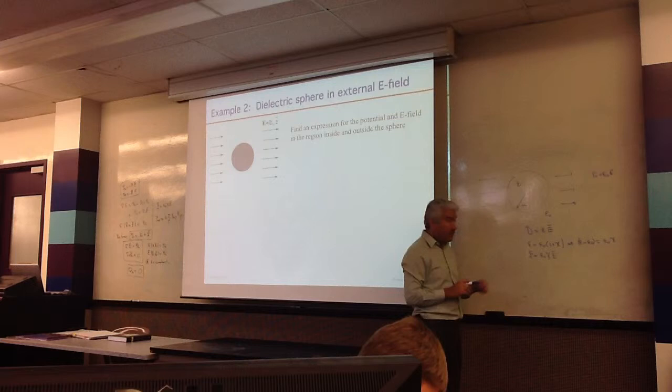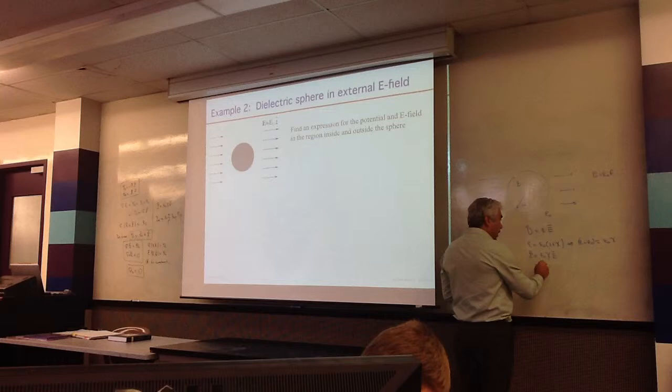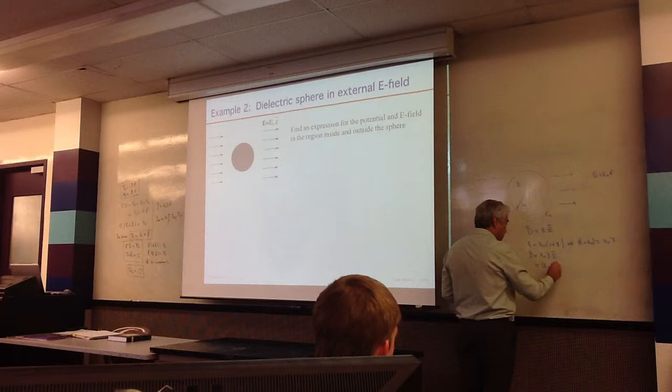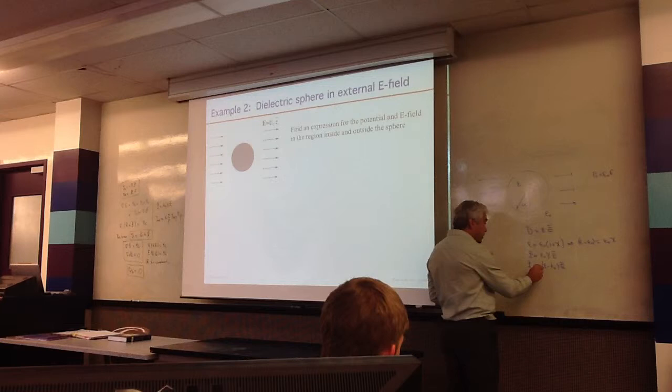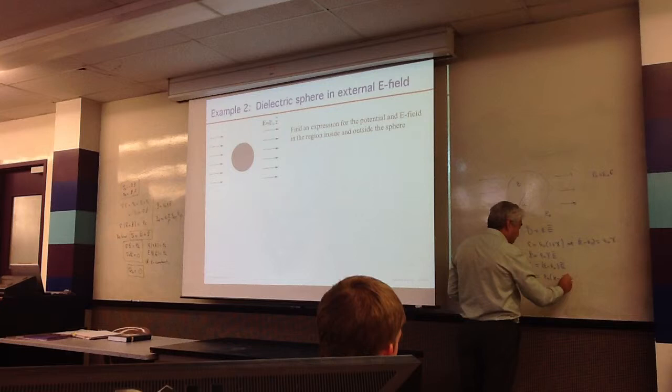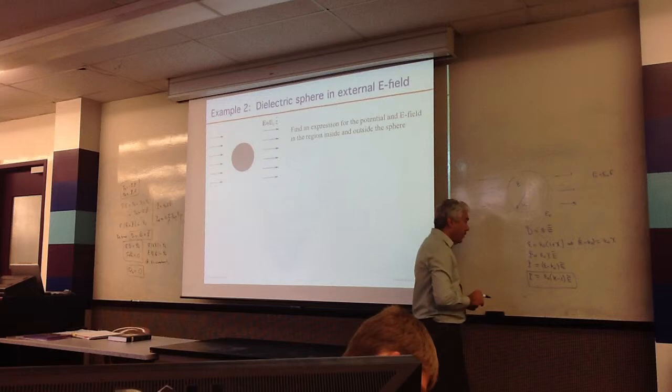So I can write this as P equal to epsilon minus epsilon zero times E. That is P that I have. Now, because epsilon is epsilon zero kappa, this is equal to epsilon zero times kappa minus one, times E. This is P. I can write it in this form, where kappa, again, is the relative permittivity, equal to epsilon over epsilon zero.